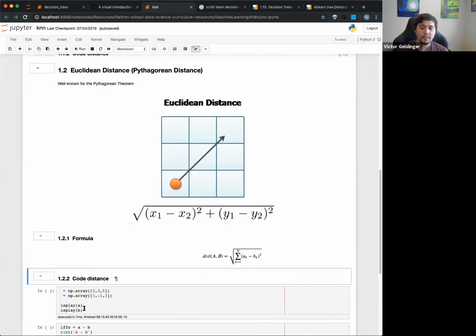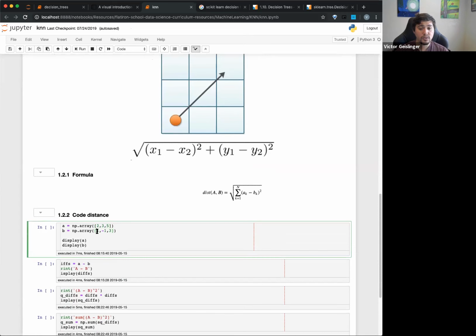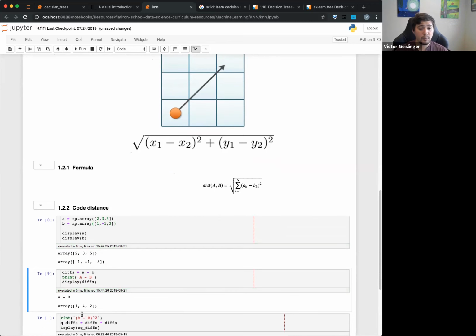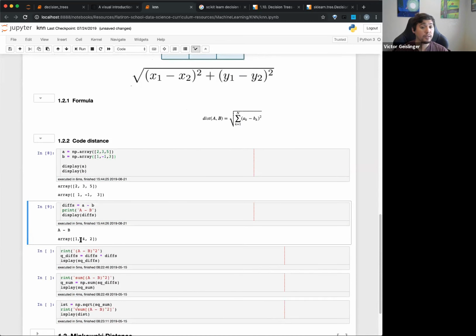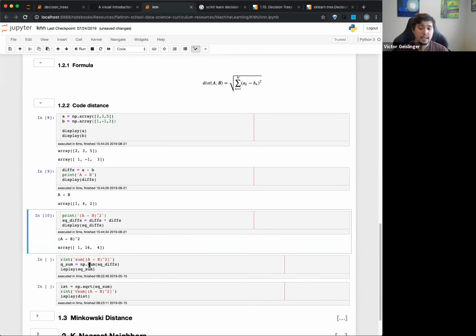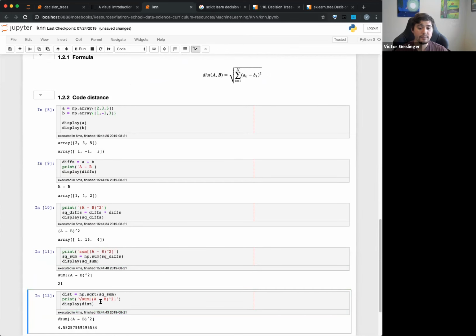So if you were to code this, essentially the same exact points, 2, 3, 5, 1, minus 1, 3. You can see here, we take a difference between these two parts, this x1 minus x2. So if I run this now, this will give me a 1, 4, 2. I square each part. I just square each of those distances. So this will be 1, 16, 4. Okay, and then all I got to do is add them together. So you can see it's going to be 21. And then take the square root of that. And that gives me about 4.58.